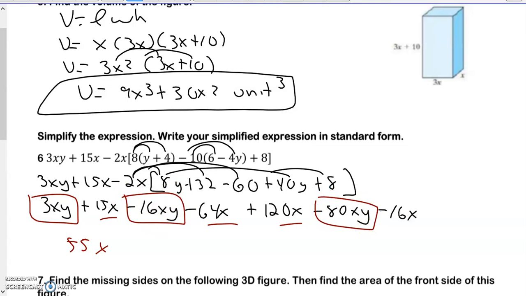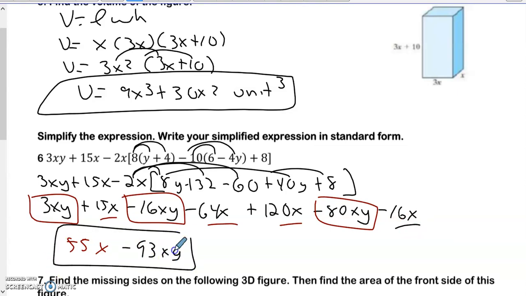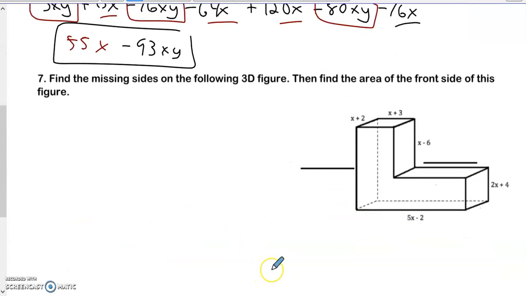Oh, I forgot this one, but I did add that in there. So I'm going to add those up and I get a minus 93xy. Taking a look at the next one.